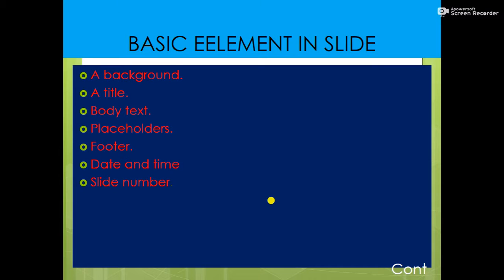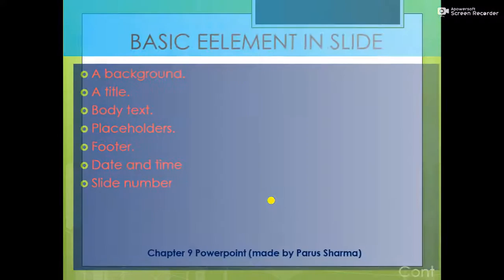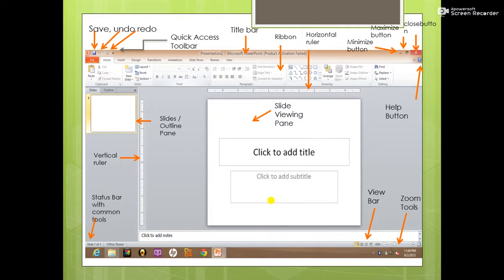After this, these are the basic elements in a slide: the background, a title, body text, placeholders, footer, date and time, and slide number. If you can see the dotted line on the slide, this is your placeholder where you can type your text, where it is written, click to add title. Outside of this placeholder you cannot type, but if you want to type anything on your slide, you have to click inside it and start your typing.